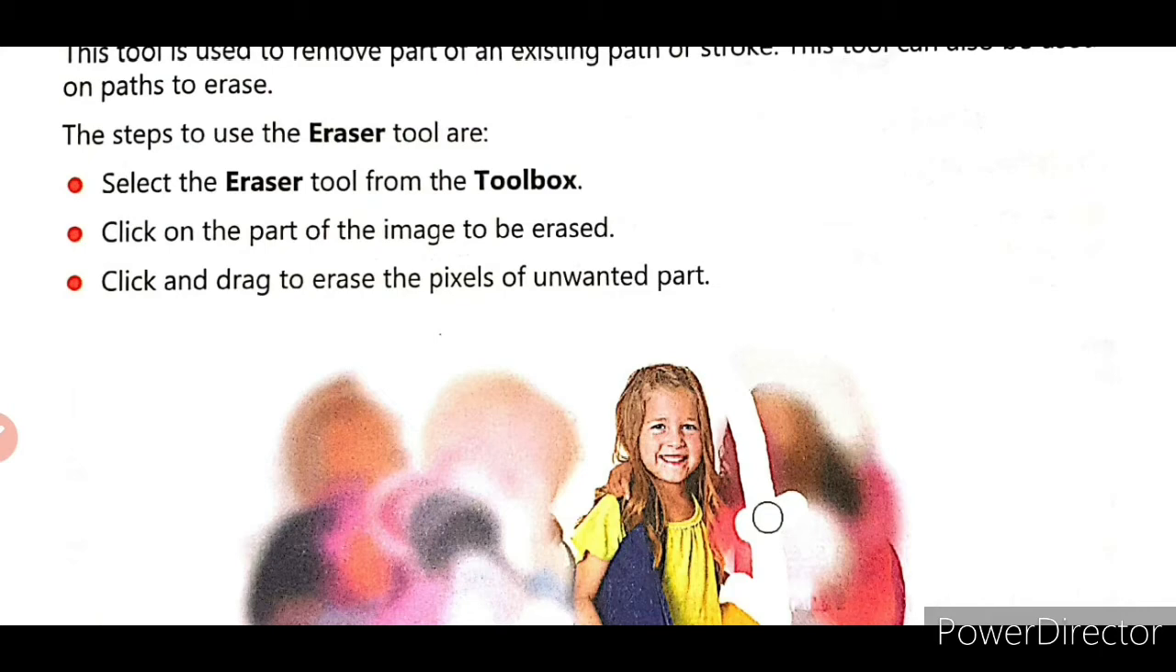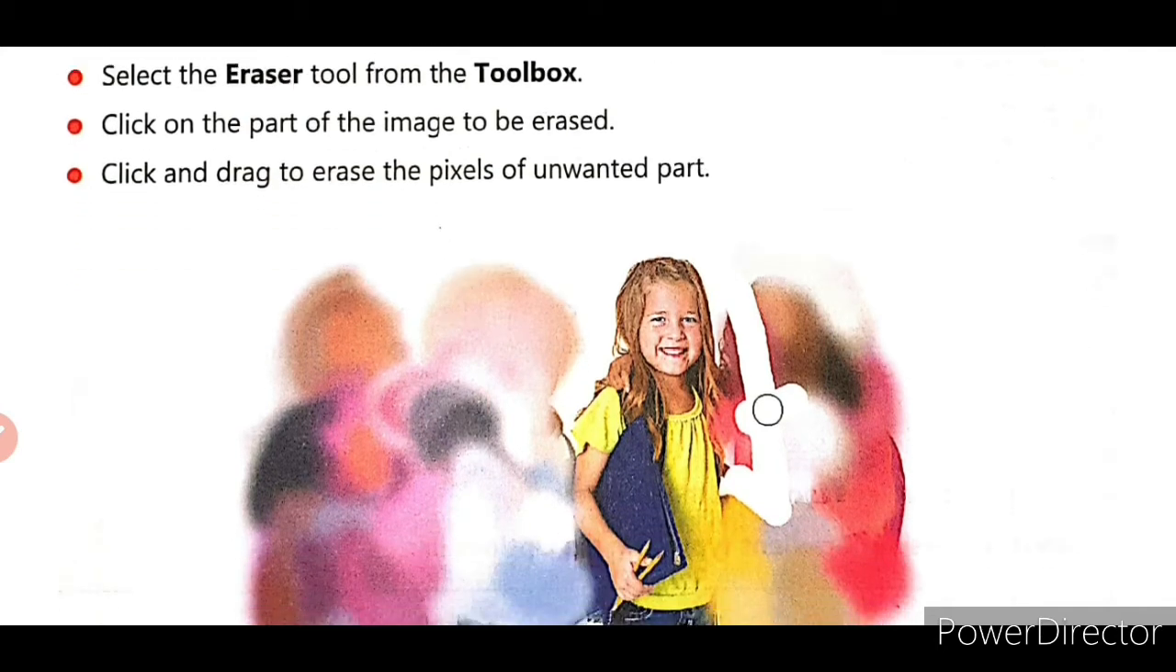See, first you are going to select this eraser tool from the toolbox. Then click on the part of the image to be erased. So whichever portion you are going to erase, you need to click on that part of the image. Then click and drag using your mouse pointer to erase the pixels of unwanted parts.